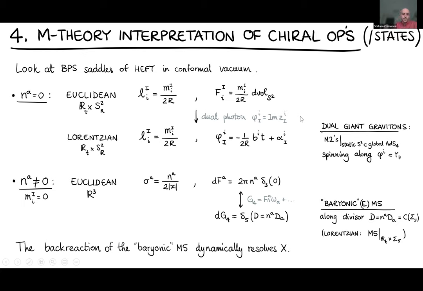So I just want to stress that from the BPS saddles, it's very easy to understand their interpretations in M theory. And similarly, you can now instead turn on the discrete Kähler parameters, say the charges NA, but turn off the discrete M2 brane moduli MI. Now it will be convenient for me to work in Euclidean R3. So these are the BPS saddles, and in particular, we have monopoles inserted at the origin for the vector multiplets, which are associated to the corresponding Kähler moduli.